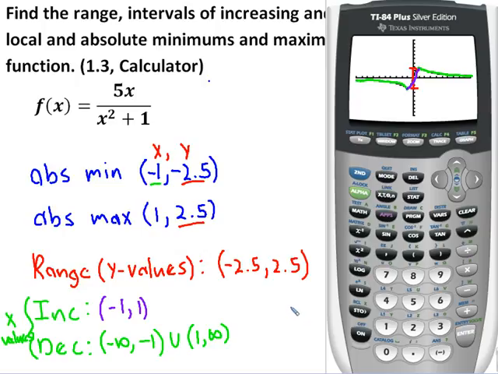Okay, so there's one example of this type of problem. Next time, you're going to see some different type of graph, but same idea here. Start off with the mins and maxes. Okay, determine if they're absolute or local. Okay, use them to determine your range, which is going to be the y values the graph uses. And then from there, okay, we can determine the increasing and decreasing intervals based on the x values.